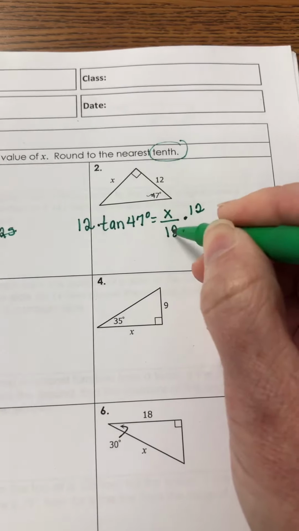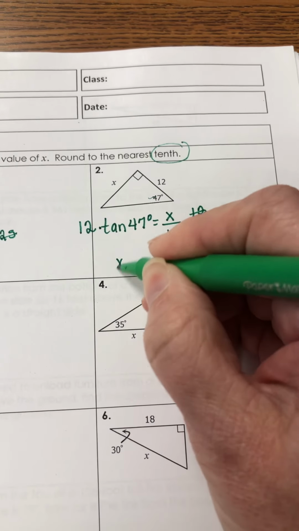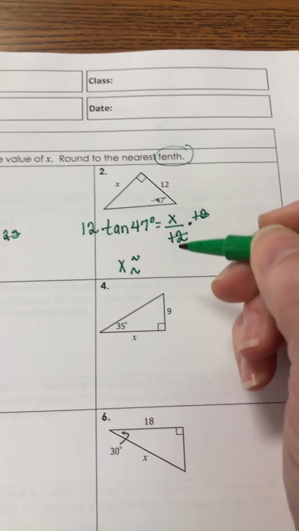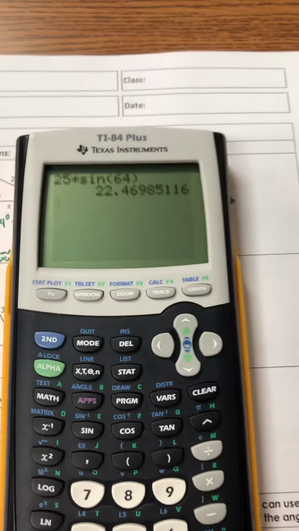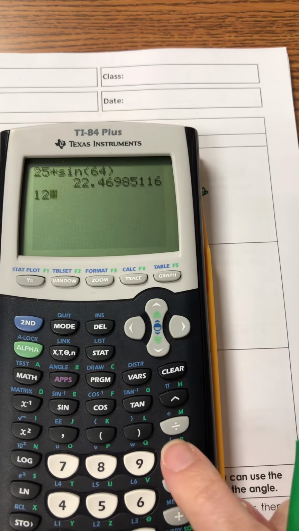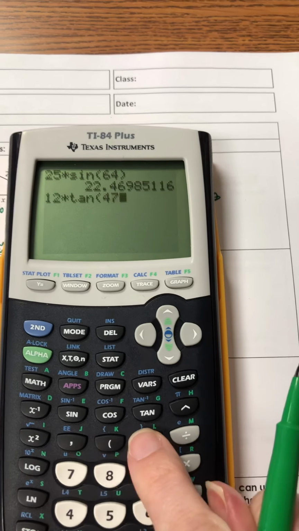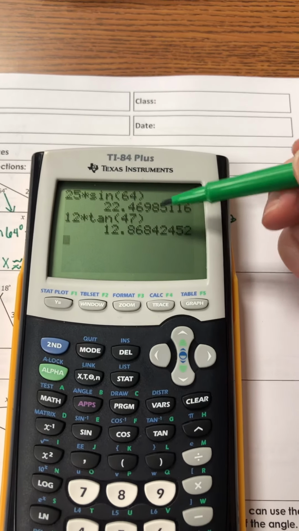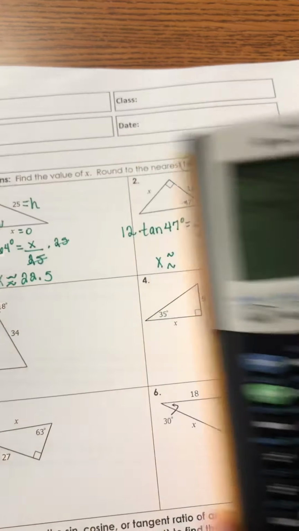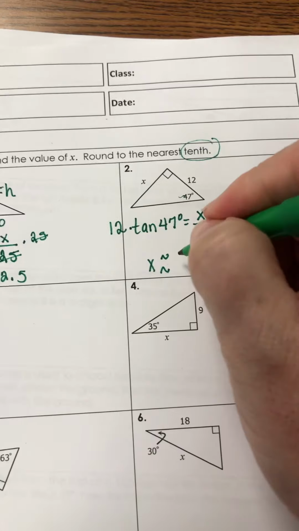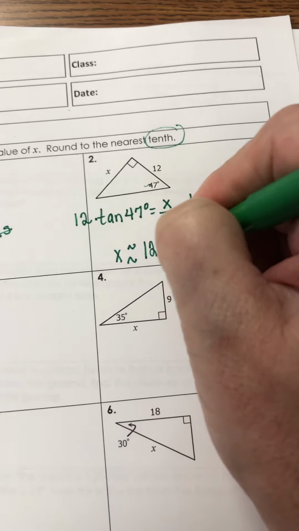And so x, these two will cancel out, and I'm going to use my squiggle signs again because I know I'm going to have to round. So 12 times the tangent of 47 degrees. See, 12.86, the 6 rounds the 8 up to give us 12.9. So x is approximately 12.9.